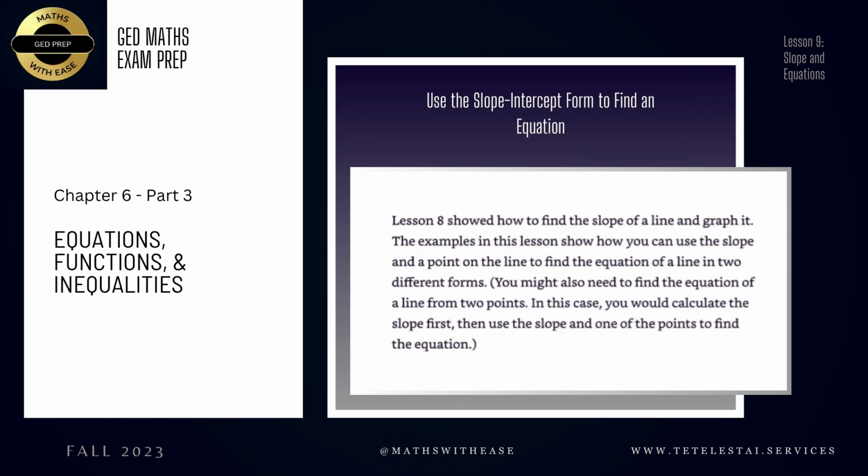So you might also need to find the equation of a line from 2 points. In this case, you would calculate the slope first, and then you would use the slope and one of the points on the line to find the equation. And this will make more sense when we look at examples to follow.